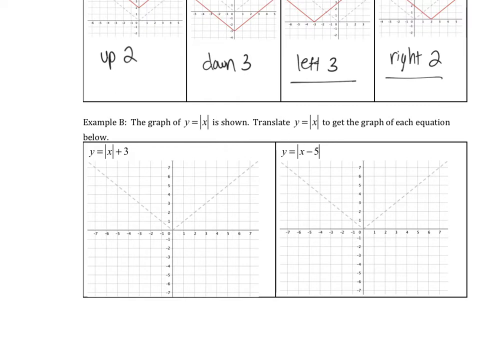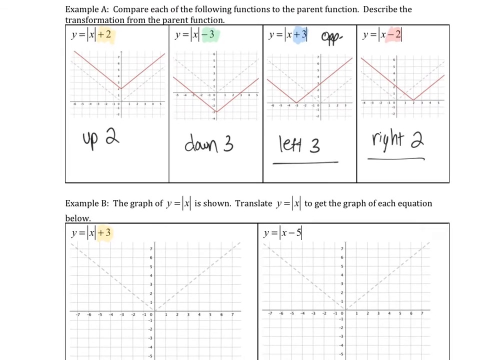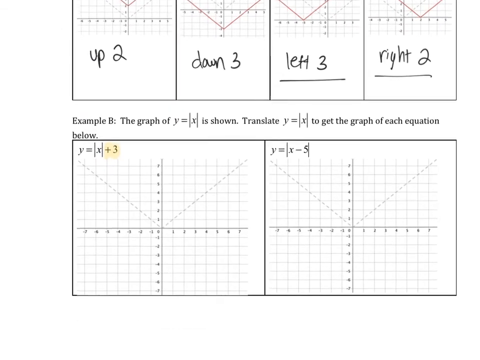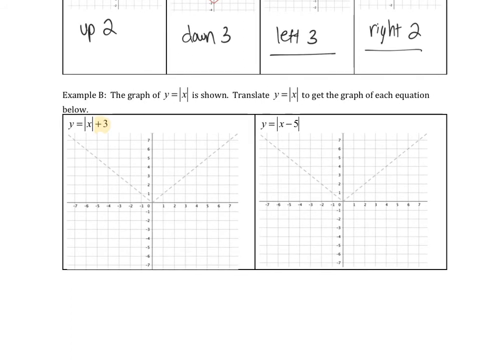And now we're going to look at what they give us for an equation, and we're going to do the translating. It gives us the dotted line as the parent function, y equals the absolute value of x. And in the first equation, notice that it has this +3 on the outside. If you look back up at our notes, the +3 on the outside means that you are going to move up. So the plus on the outside of the absolute value means you're going to move up. So what you're going to do is take about 3 of these points.